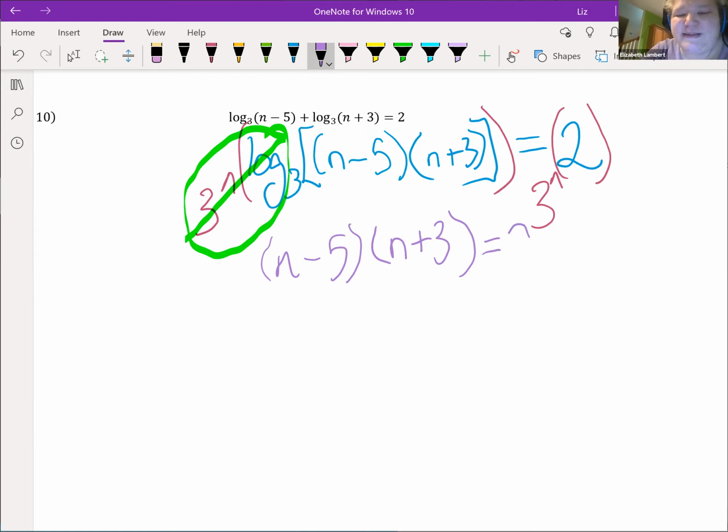So 3 squared is 9. So now I've got to FOIL or box these together.